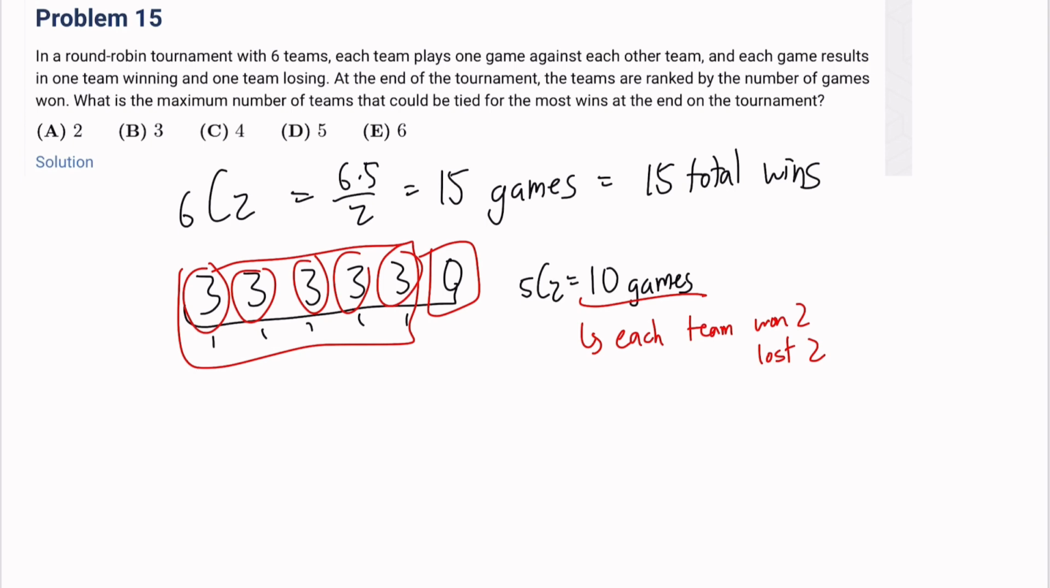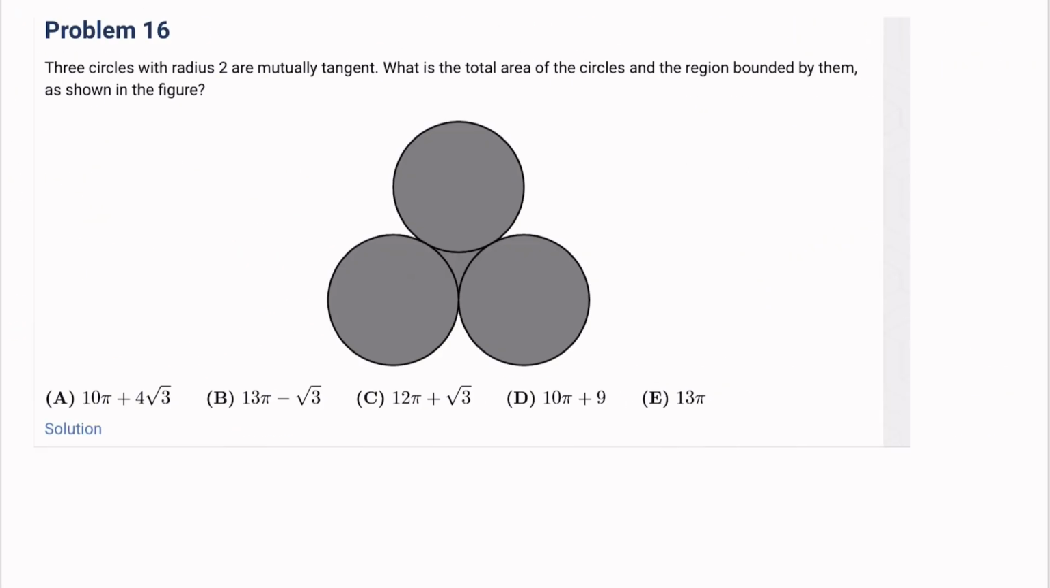And so what's the maximum number of teams? It's 5. The answer is D. Number 16, 3 circles with radius 2 are mutually tangent. What is the total area of the circles and the region bounded by them as shown in the figure? So what we have to do is, we know that this is filled in, right? And so we have to get these centers and connect them, and that will get us an equilateral triangle, right?